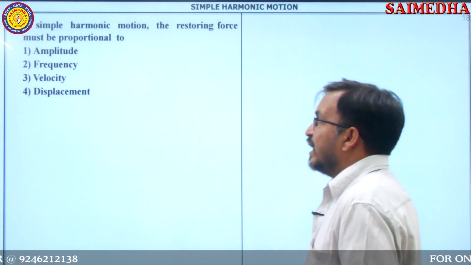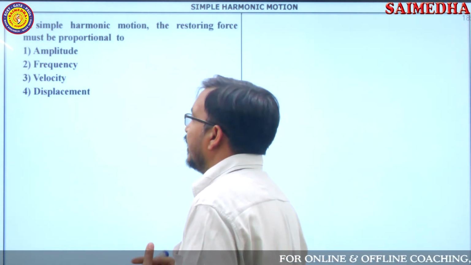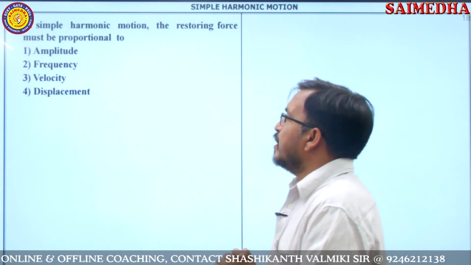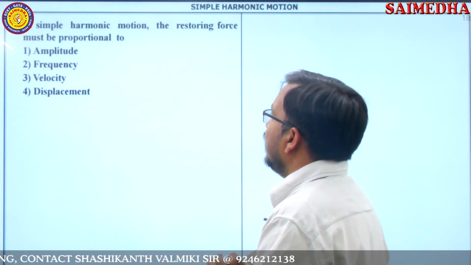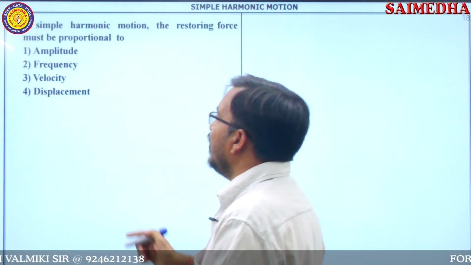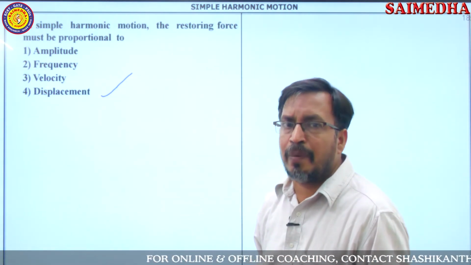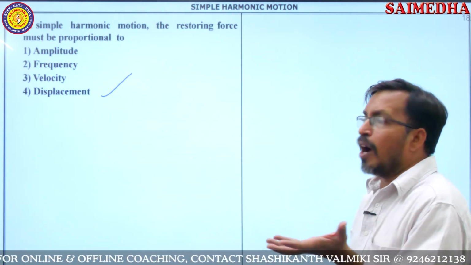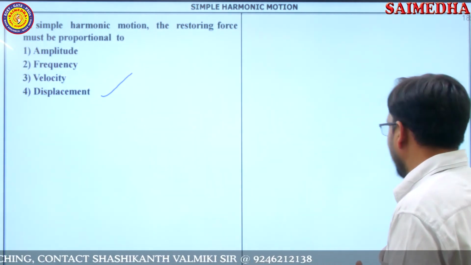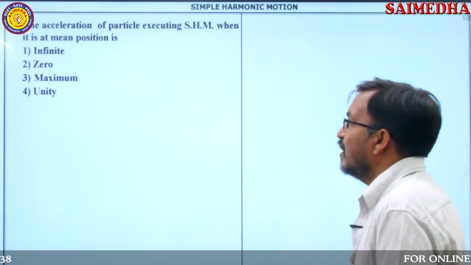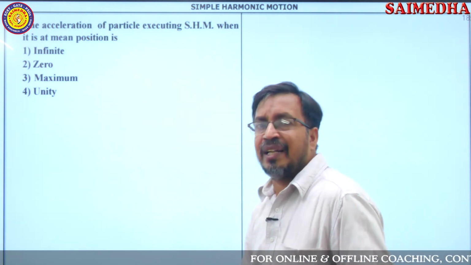Here this is a theoretical question. So many times they ask the conditions of SHM. In simple harmonic motion, the restoring force is always directly proportional to displacement. F is directly proportional to y, hence option 4 is correct. Now, we will solve the next question, that is the 8th question. This is also a theoretical question.